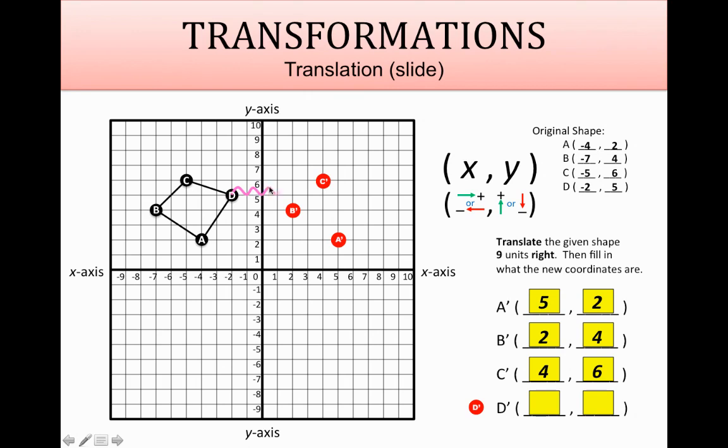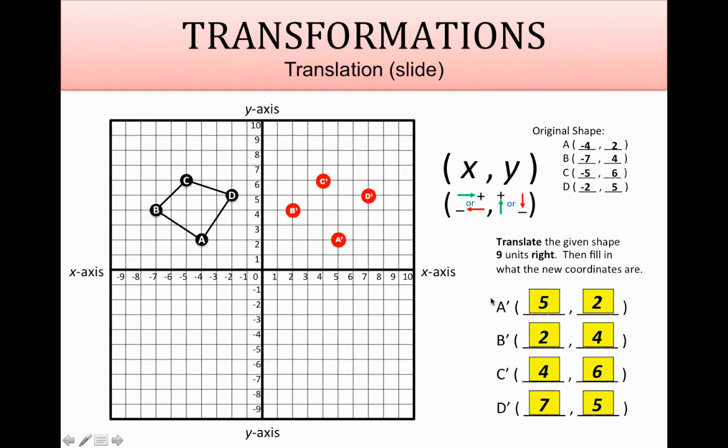1, 2, 3, 4, 5, 6, 7, 8, 9, right there. So you would take your D prime and click and drag it all the way up here. Once you did that, you'd get the coordinates for it. So D prime should be at 7, 5. 7 to the right, 5 up. Remember, to the right is going to be positive and up is also positive.